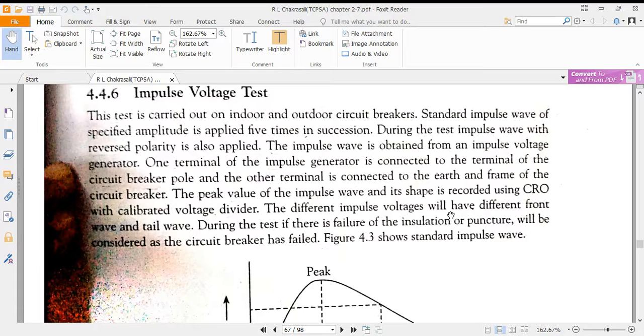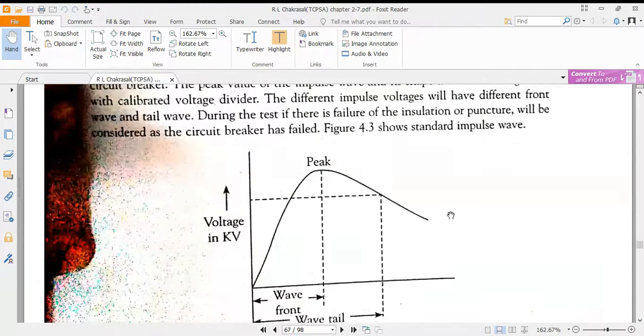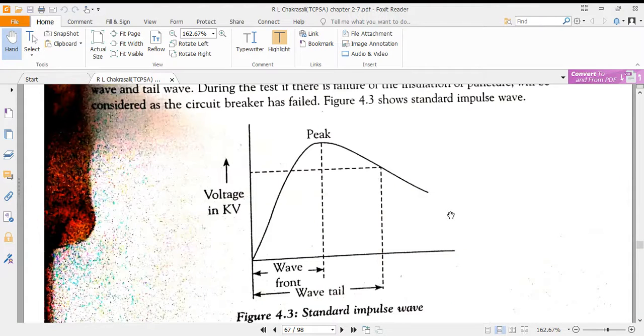The peak value of the impulse voltage and its shape is recorded using the CRO. The different voltages will have different front wave and trail wave. You can see the standard impulse waveform which is being applied.